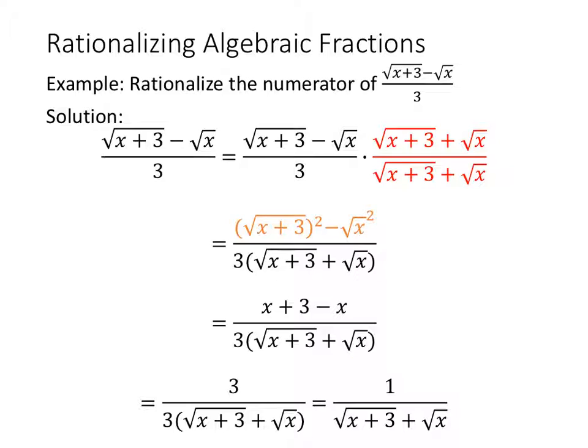Still have my denominator, and I still write it in factored form; not until the very end will I choose to multiply. x plus 3 minus x, my x's cancel out. I'll have 3 over 3 parentheses, the square root of x plus 3 plus the square root of x. And this is why I didn't multiply my denominator. This 3 cancels this 3, and I'm left with 1 in my numerator. This is how I think of it: 3 is the same as 3 times 1. So I'm canceling this 3, and I'm left with the 1 in the numerator: 1 over the square root of x plus 3 plus the square root of x.